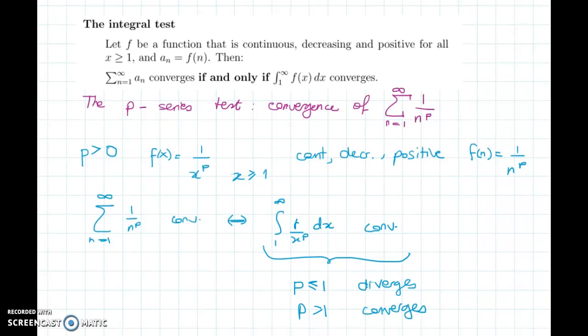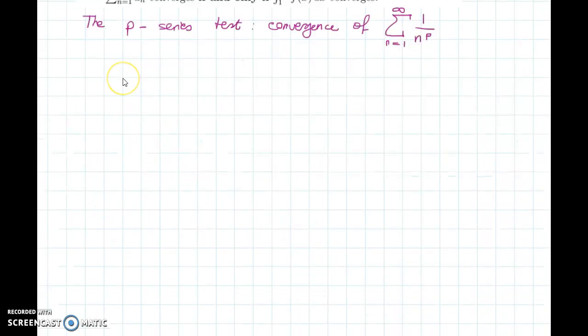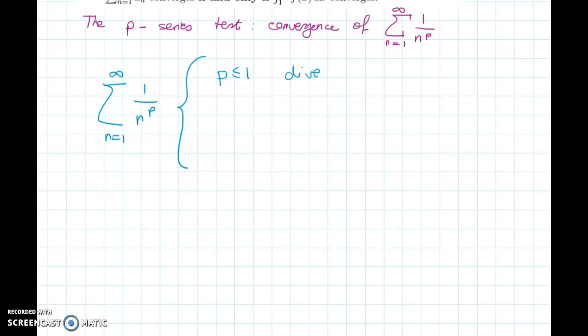So we consider all the values of p. We conclude that the p series, 1 over n to the power of p summing from n equals 1, has the following behavior. If we are considering p to be less or equal than 1, then it diverges. And if we are considering p to be greater than 1, then it converges. And that's what we call the p-series test.